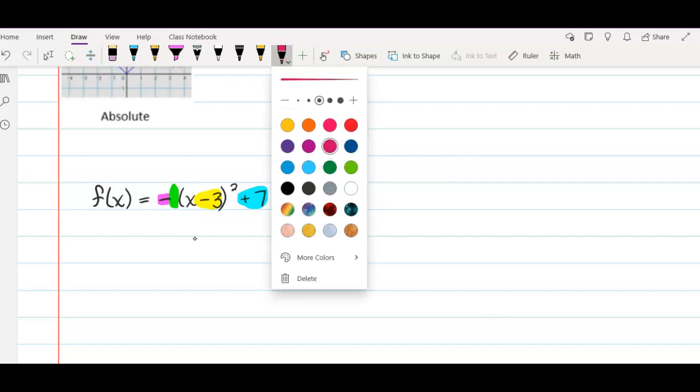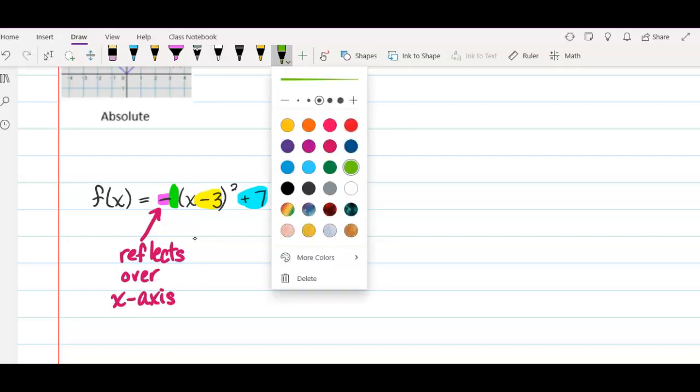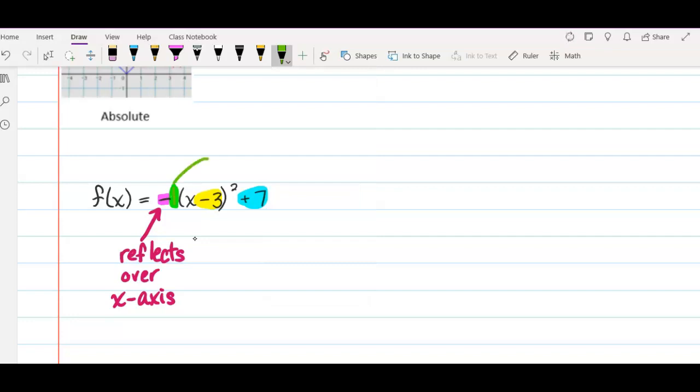starting with the negative. The negative right here means that this function reflects over the x-axis. This green number right here, you can't even see it, it's just the number 1. So that has no effect, no change. If it were bigger than 1, it would stretch. If it was less than 1 but greater than 0, it would compress.